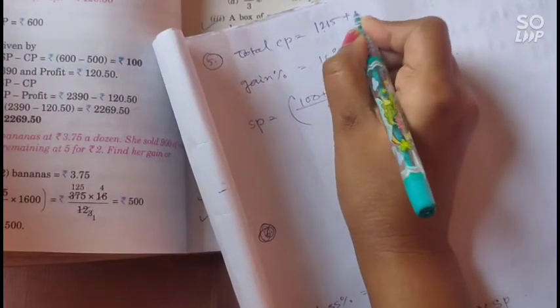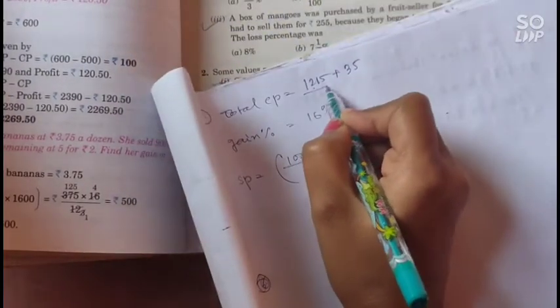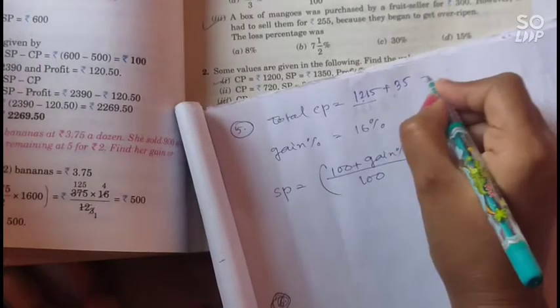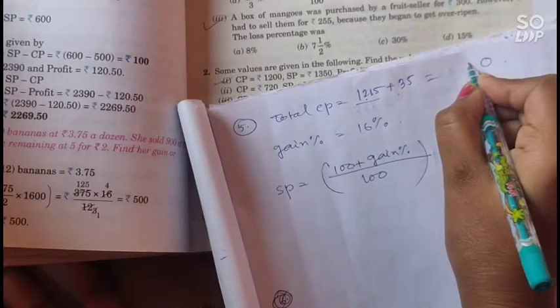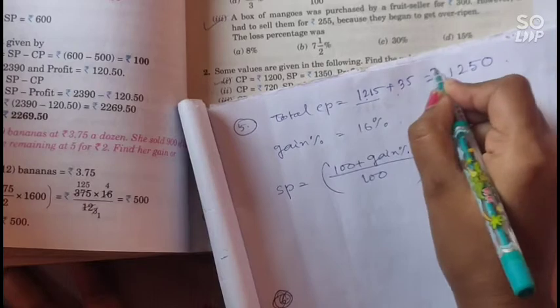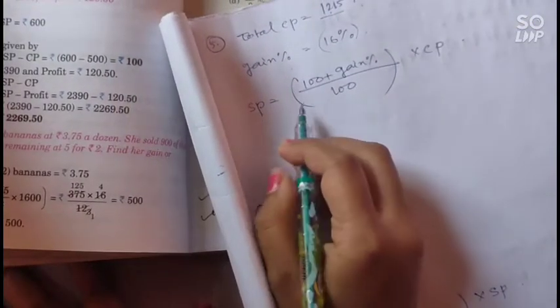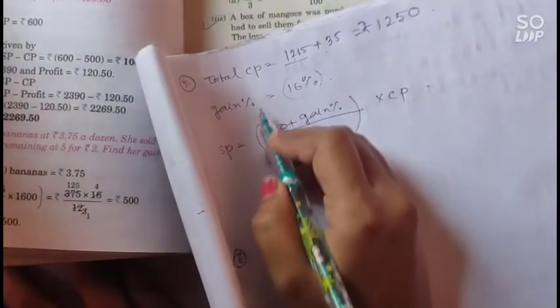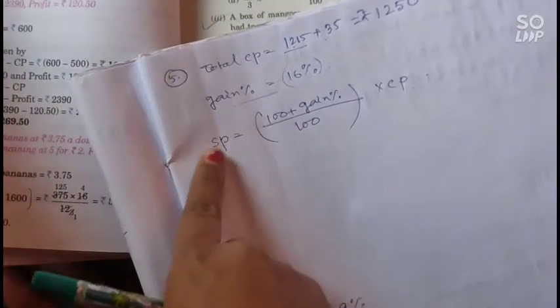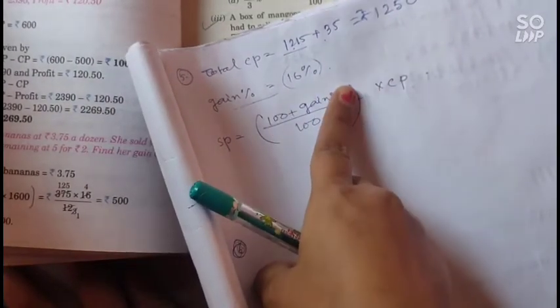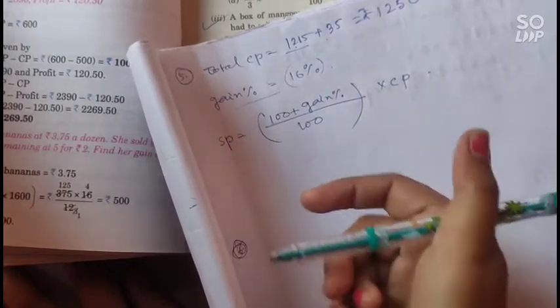Here the total CP is 1215 plus 35 because this is the cost of the article and this is the transportation cost. So 1215 plus 35, this will be 1250 rupees. Gain percent is 16%. So you have to find the selling price. When cost price and gain percent are given, I have told you for finding the selling price, this formula: selling price equals 100 plus gain percent by 100 into cost price.